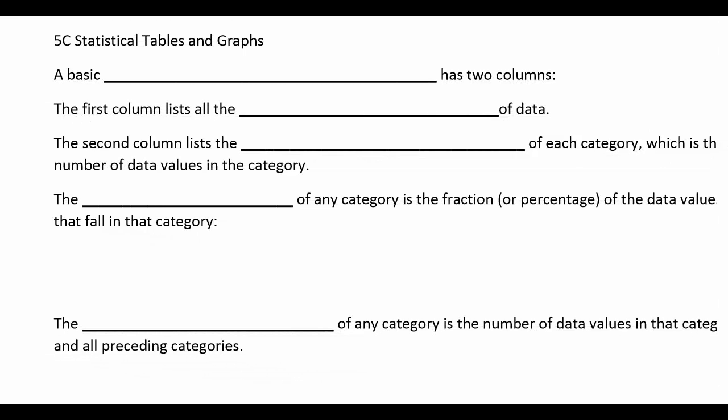All right, we're going to look at statistical tables and graphs, how to read data, how to organize the data, how to interpret the data. So let's start with a couple terms. A basic frequency table has two columns.